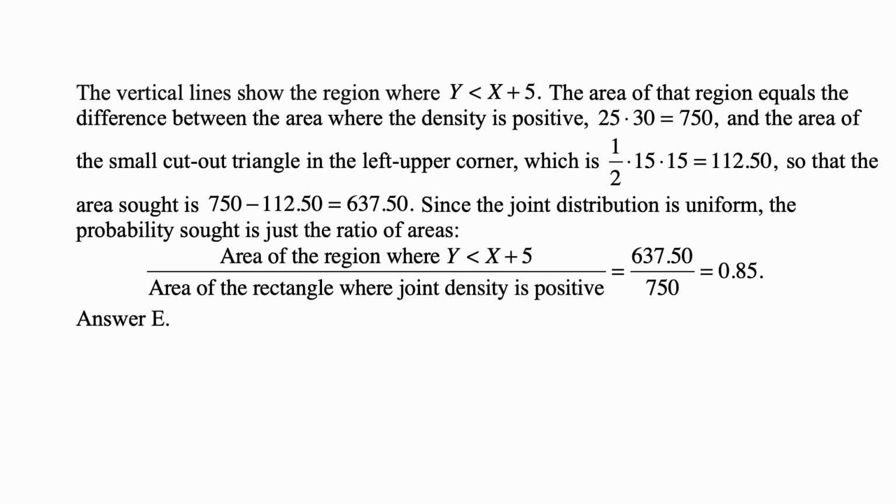The vertical lines show the region where y is less than x plus 5. The area of that region equals the difference between the area where the density is positive, which is 25 times 30, or 750, and the area of the small cutout triangle in the left upper corner, which is 1/2 times 15 times 15, which is 112.50, so that the area sought is 750 minus 112.50, and that's 637.50. Since the joint distribution is uniform, the probability sought is just the ratio of areas. So the area of the region where y is less than x plus 5 divided by the area of the rectangle where the joint density is positive is what the probability sought is. And that's 637.50 over 750, and that's 0.85, which is answer E.